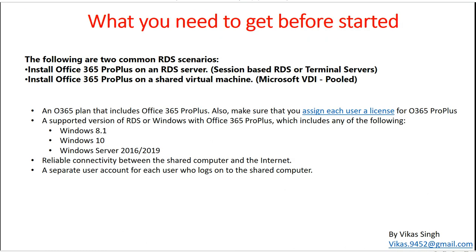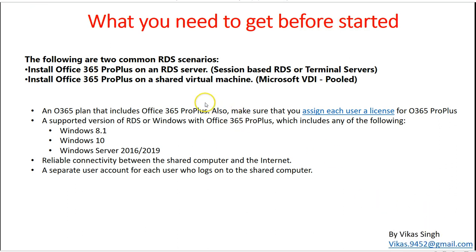So what you need to get before you start. Office 365, which is going to be installed on a terminal server, must have an Office 365 Pro Plus license. For now it comes with the E4 licenses. So if you have an Office 365 E4 license, you are good to go, and you can deploy Office 365 on your RDS server, and end users can consume it. This is a good thing.